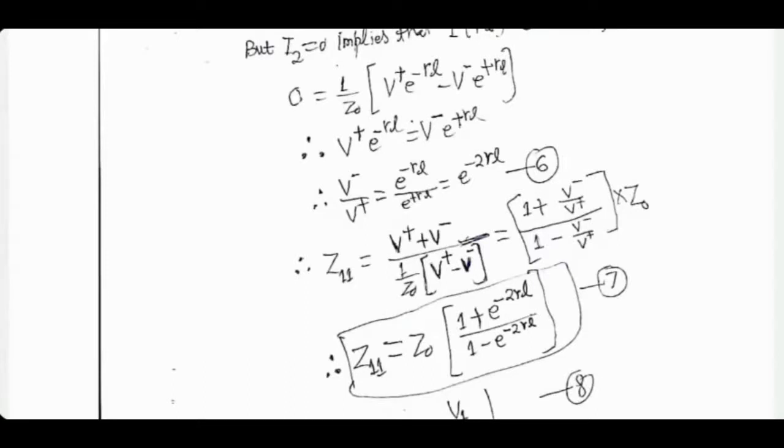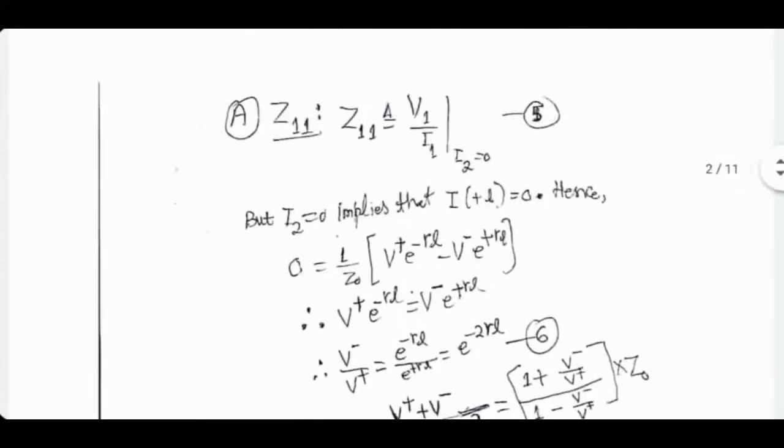Z11 depends on the physical length of the line, characteristic impedance of the line, and the complex propagation constant of the line. It can be expected. Now Z12.